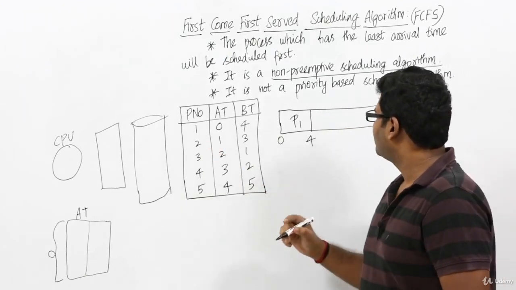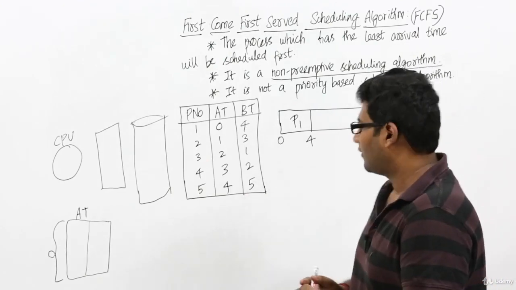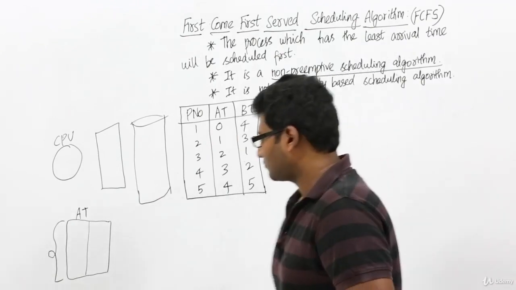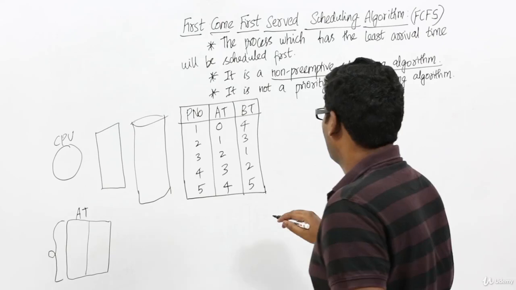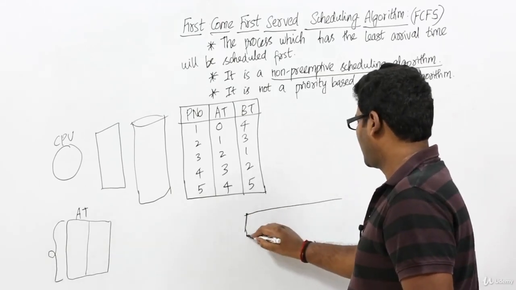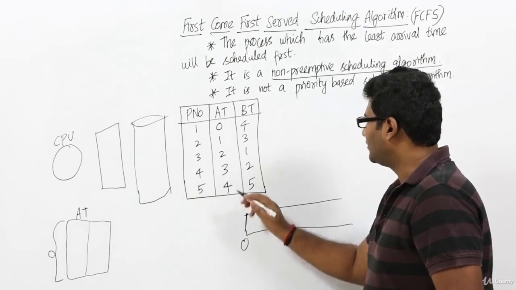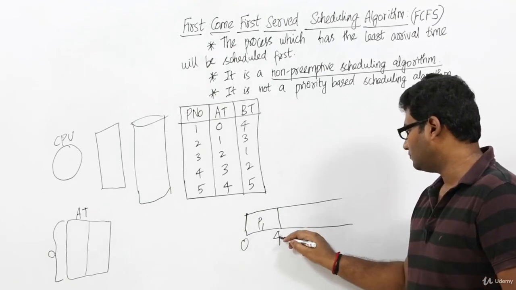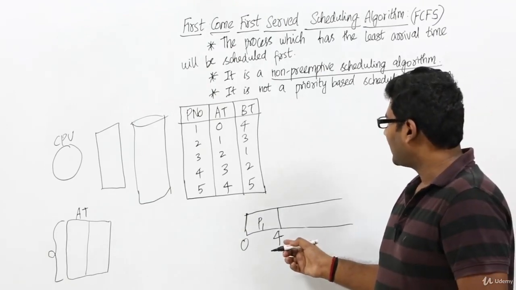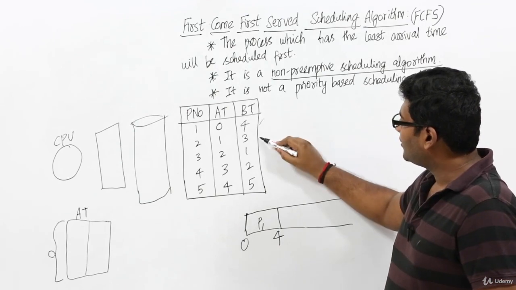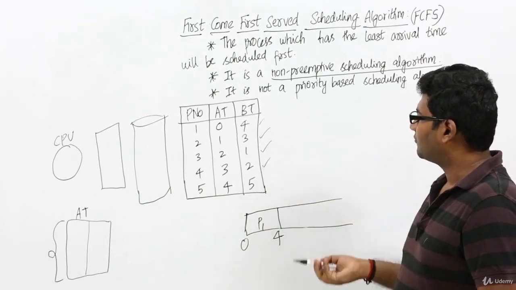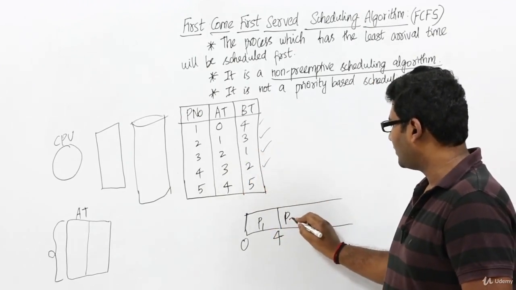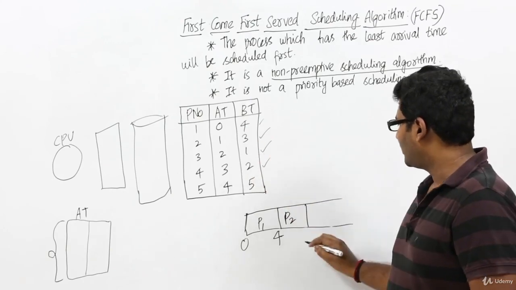Let's draw the Gantt chart over here so that it will be easier to draw the table later. At time 0, P1 is the only process, and it has executed till 4. Now at time unit 4, P2, P3 and P4 have arrived as well, but what is the order in which they arrived? P2 arrived next after P1, so P2 will be scheduled next and it will go till 7.